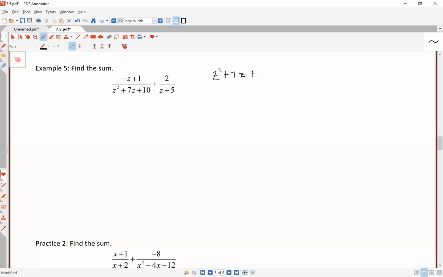First fraction, negative z plus 1 divided by z plus 5 and z plus 2. Second fraction, 2 over z plus 5. We see that they both already have a z plus 5 in common. So that means my second fraction is missing a z plus 2. So I put it in the top, and I put it in the bottom.